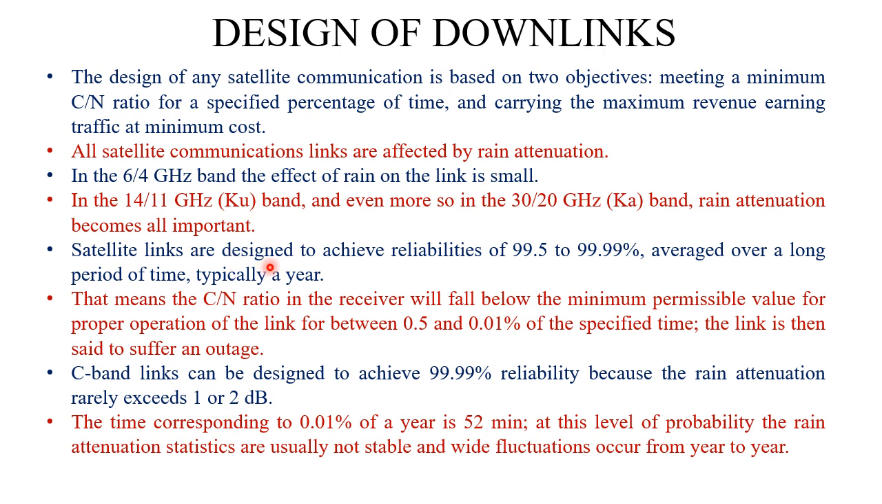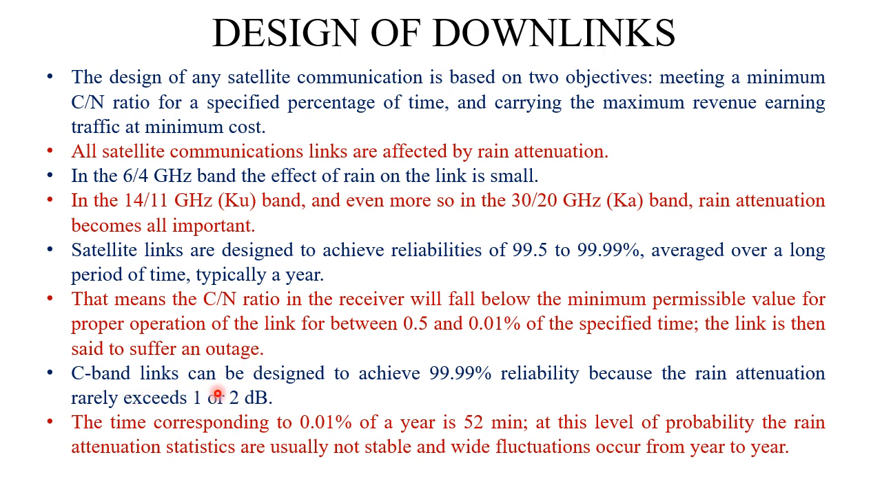Satellite links are designed to achieve reliabilities of 99.5 to 99.99% averaged over a long period of time, typically 1 year. That means the C by N ratio in the receiver will fall below the minimum permissible value for proper operation of the link for between 0.5 and 0.01% of the specified time. The link is then said to suffer an outage.